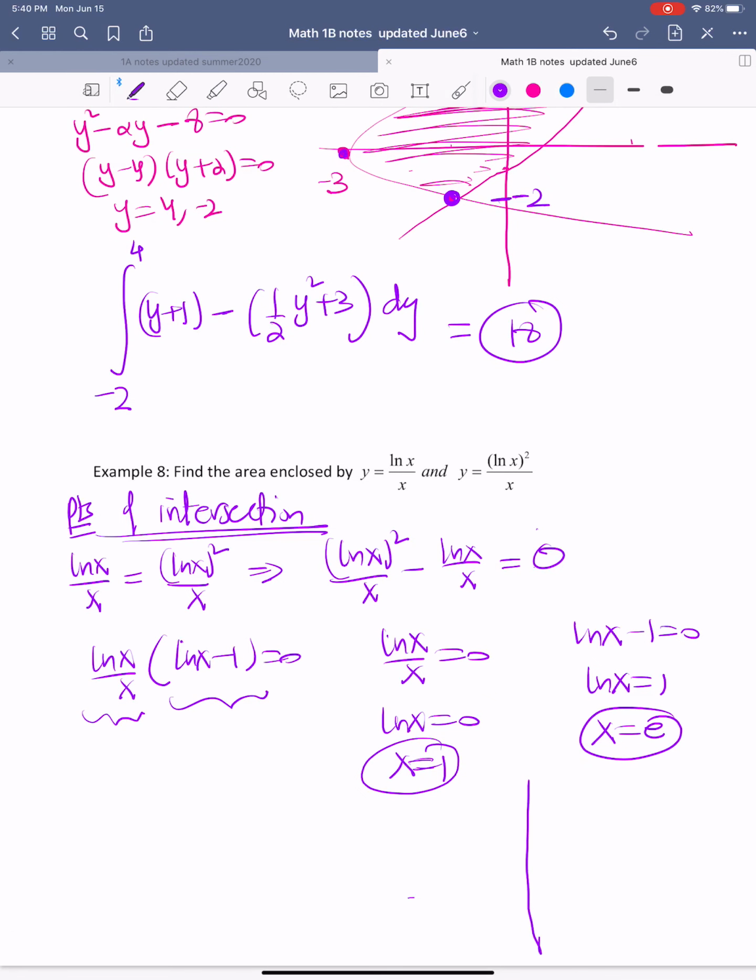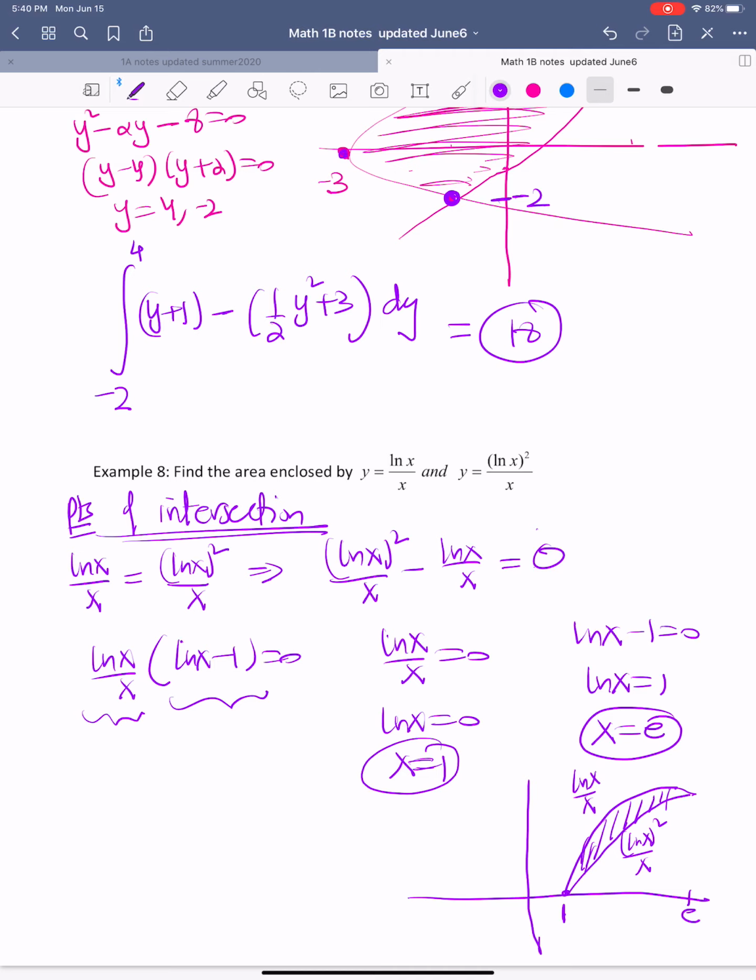So if I try to graph now, the two functions are going to look something like this, and we want the area in between the two curves. The top curve is natural log of x over x. The bottom curve is natural log of x squared over x. And this is 1 and this is e. All right, so 1 and e here.